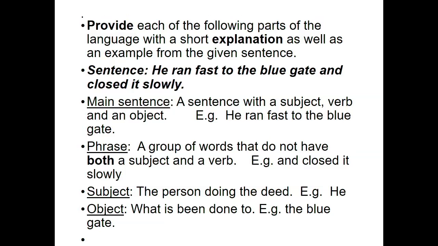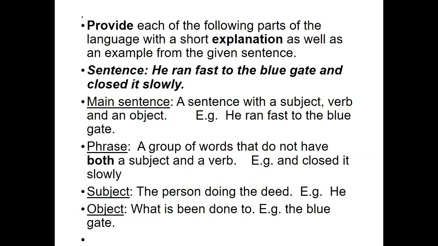Now, a phrase is a group of words that does not have both a subject and a verb. So let us look at the phrase. The phrase is, and closed it slowly. Closed is a verb, slowly is an object, and there is no subject because he is doing both things and he is with the main sentence. So when it doesn't have the subject and it says and closed it slowly, it's a phrase.